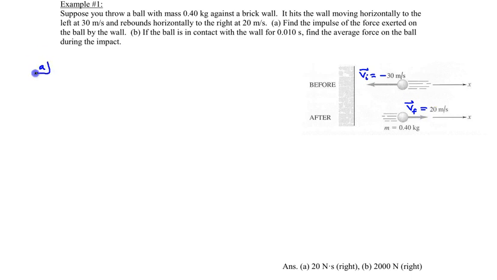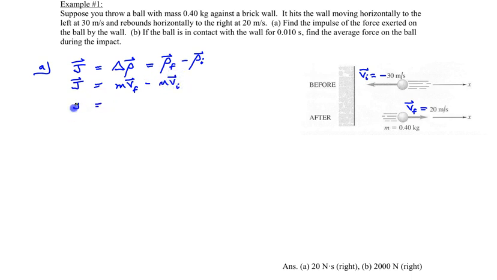So in part A, we're asked to find the impulse, which is represented with this capital J. Now the impulse can be calculated if we knew the force and multiplied it by the time of impact. But we don't know how much force there is. We do also know that the impulse is equal to the change in momentum. That's really the final momentum minus the initial momentum. So the impulse can be calculated by taking the mass times the final velocity and subtracting mass times initial velocity.